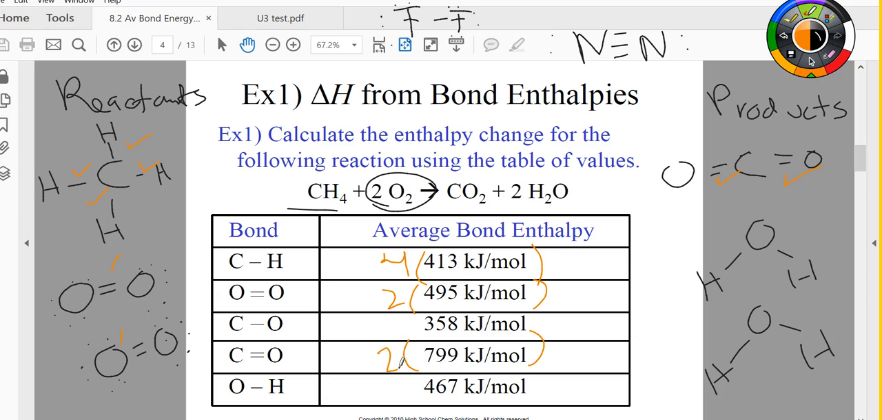So there wasn't a no, there was an O. You don't get it? All right, cool. Are you cool on this reactant side? I'm basically adding up the values for the bonds.